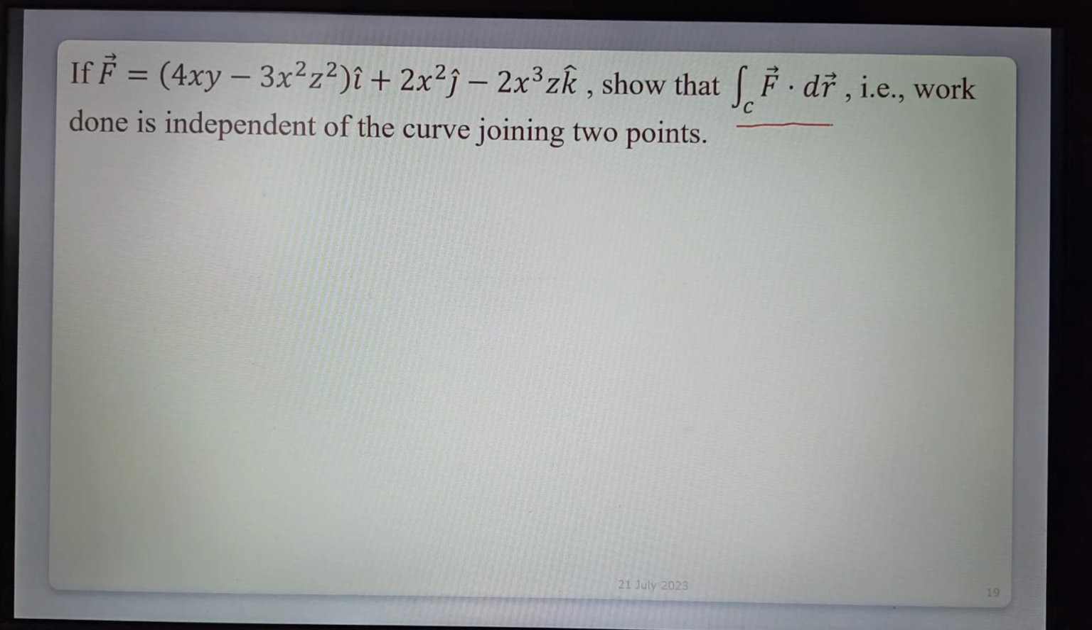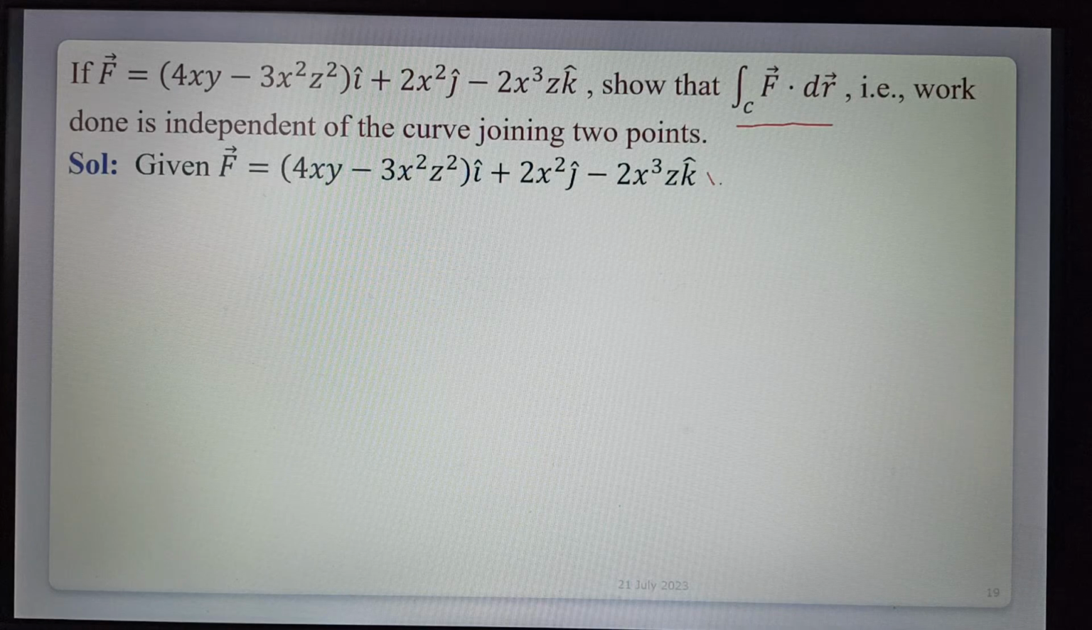So I already told in the previous lecture, when you say the work done is independent of the path, the given vector field f bar must be a conservative vector field, or irrotational. So it is enough to show that curl f bar is 0 bar. If curl f bar is equal to 0 bar, that is called an irrotational vector, then the line integral, that is the work done, must be independent of the path. So now we have to show that curl f bar is equal to 0 bar.